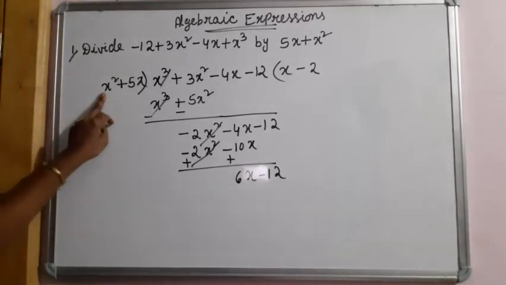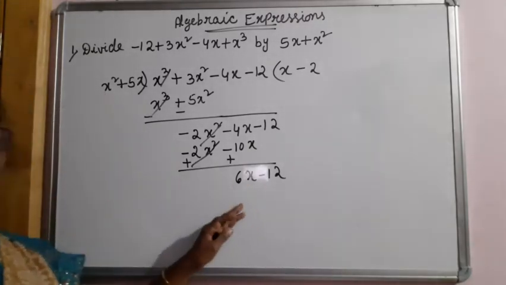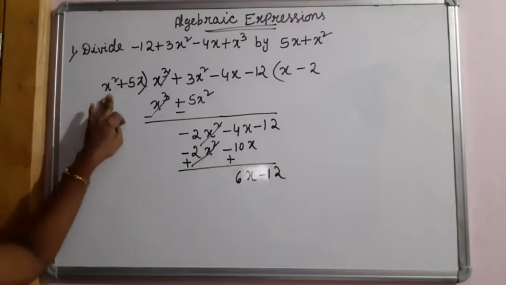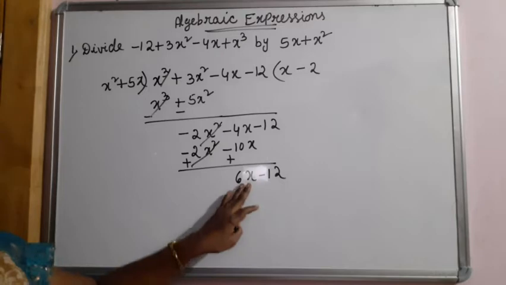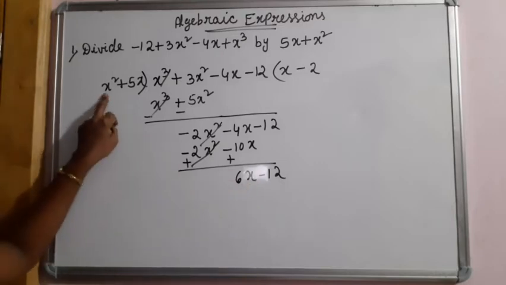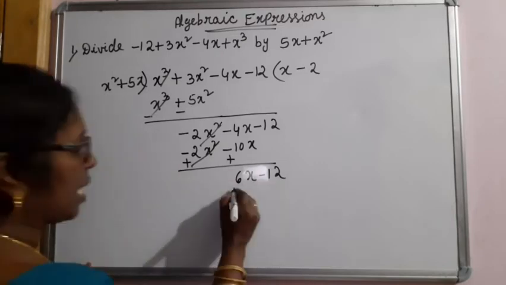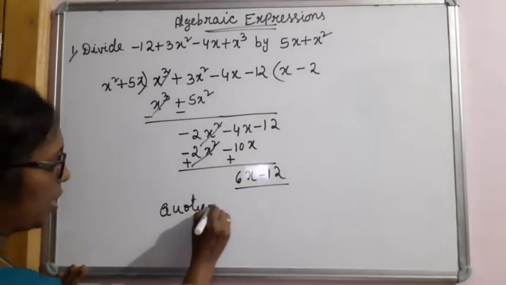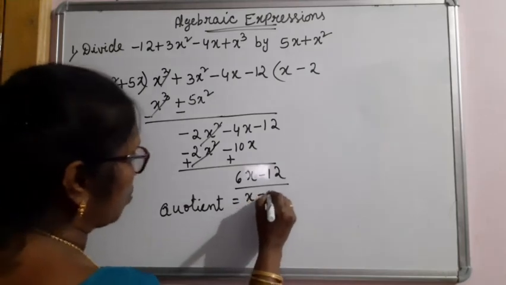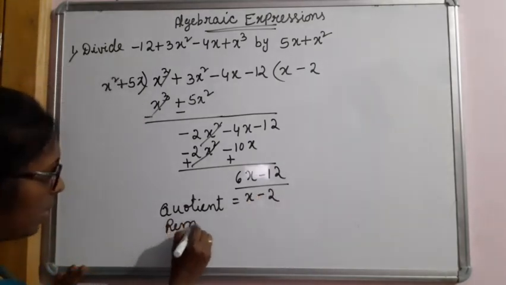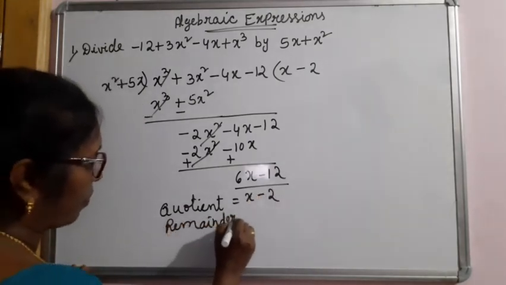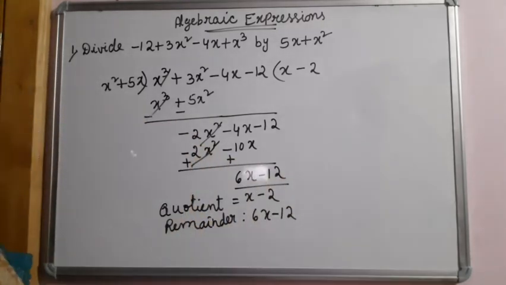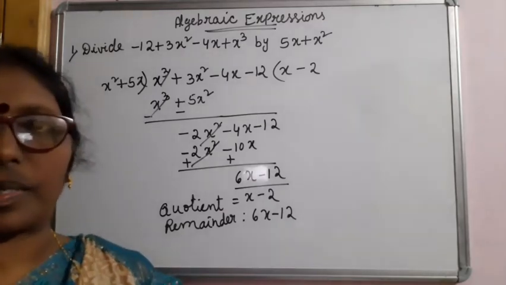Now here is x square, here is x. That means no more steps we will be able to do, because here the degree of the variable is 2 and here the degree is 1. So this itself is the remainder. For this question, the quotient is x minus 2 and the remainder is 6x minus 12. Okay. Now let us have a few more sums.